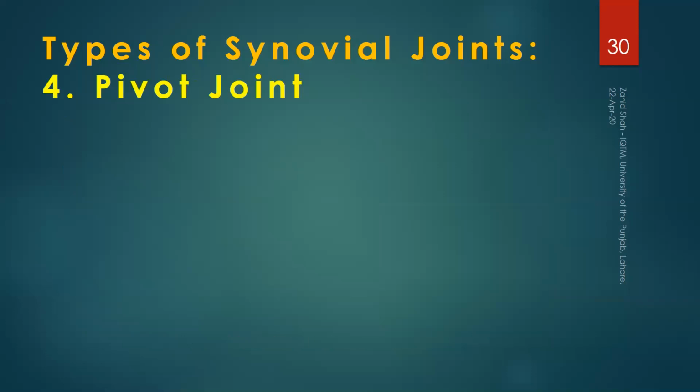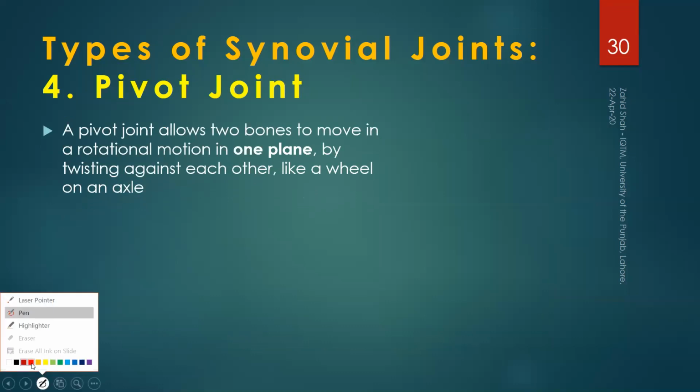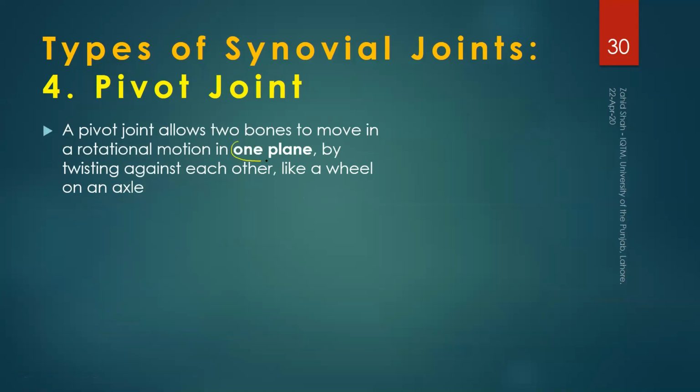The fourth type of joint is the pivot joint. It allows two bones to move in a rotational motion. So just like hinge joint, it is also a uniplanar joint. So two bones twist against each other like a wheel on an axle. And can you visualize in which plane actually the pivot joint allows movement?